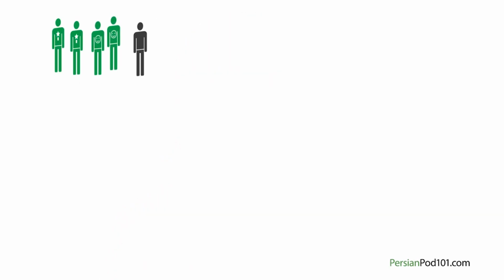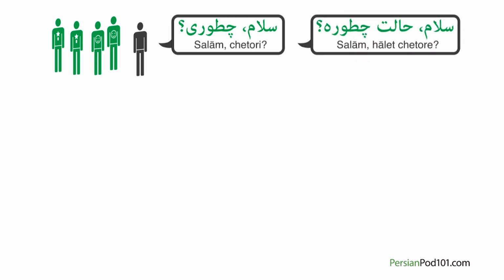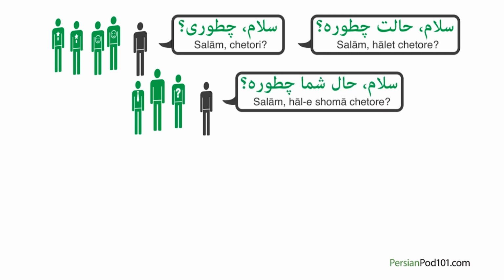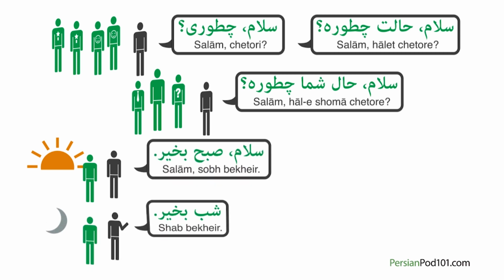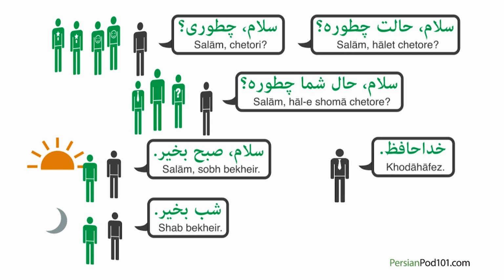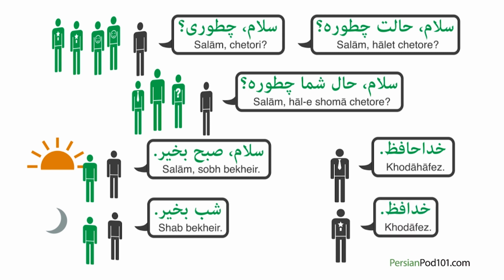Now you have learned many different ways to greet people in Persian. Let's review them all one more time. When meeting friends or relatives, salam, chetori. Salam, halet chetore. When meeting a stranger, someone older, or someone we don't know well, salam, hale shoma chetore. To say good morning, salam, sob bekhair. To say good night, shab bekhair. When leaving in a formal situation, khoda hafez. When leaving in an informal situation, khoda fez. It's easy, isn't it? Now it's time for Anita's advice.